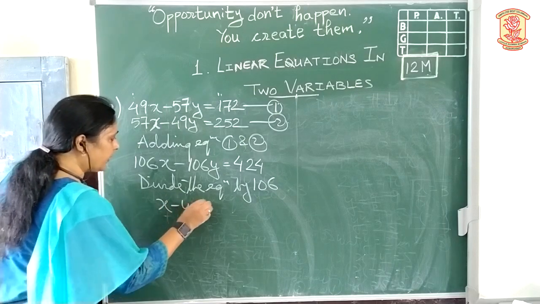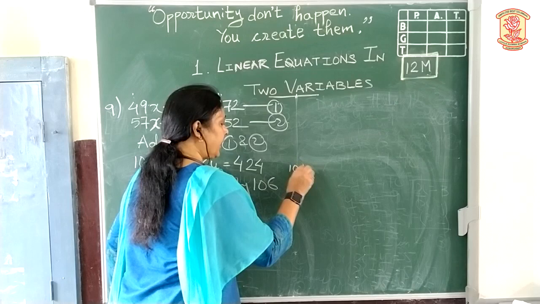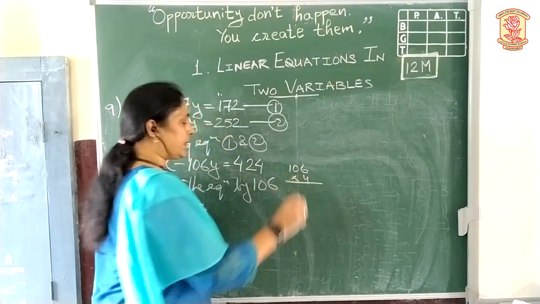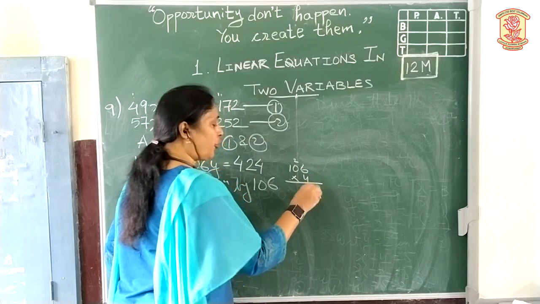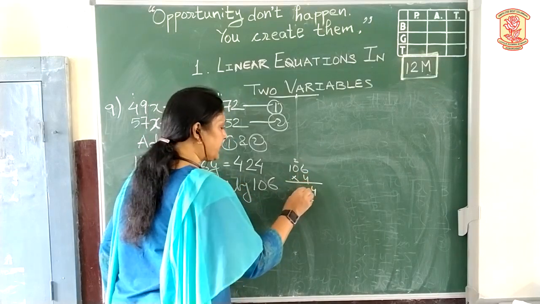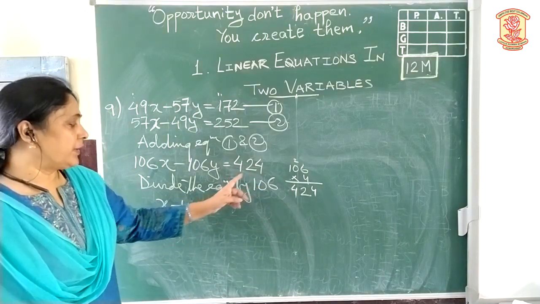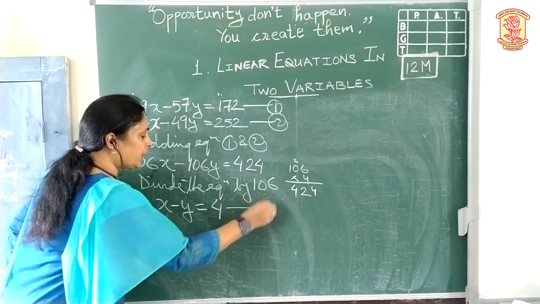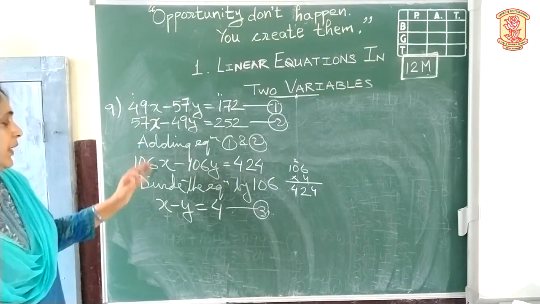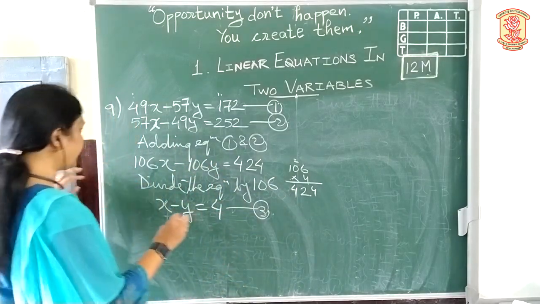So what we get here? x minus y equals... Now 106 into 4, we'll check what we get. 6 fours are 24, 4 zeros are 0, 2 as it is, and 4 ones are 4. So 424 divided by 106 is 4. So this is going to be the third equation. So we added and we got this equation. Now we'll subtract and we'll get the fourth equation.